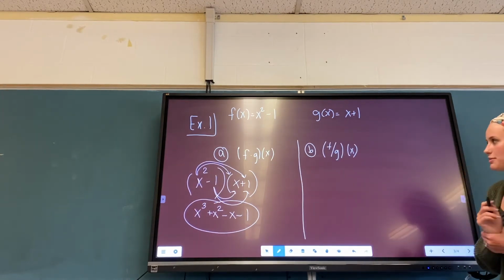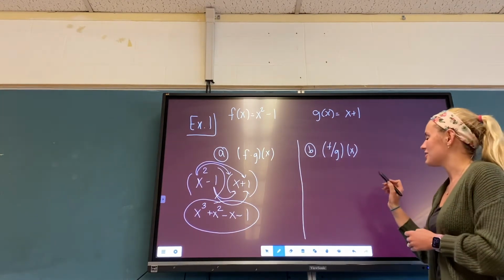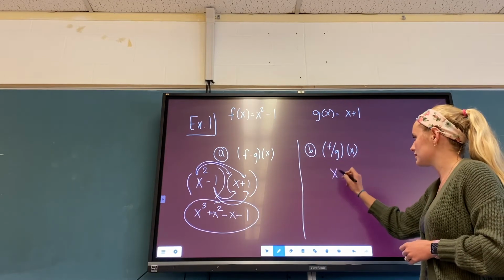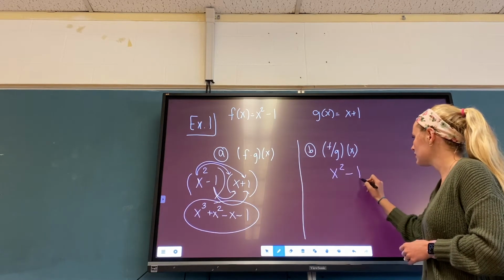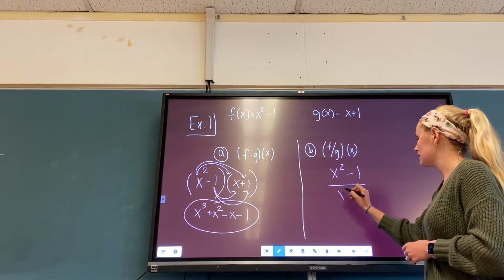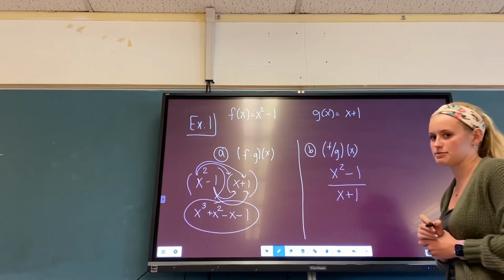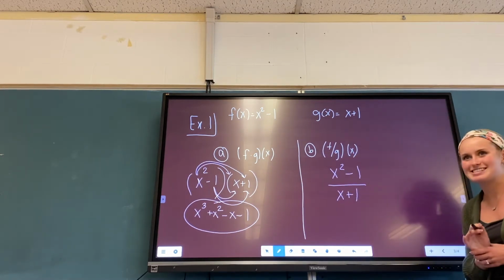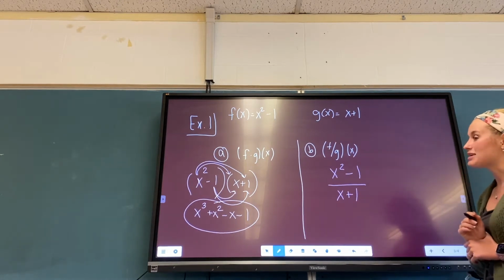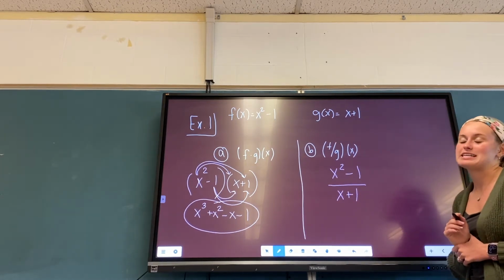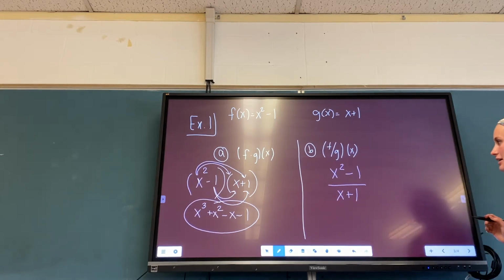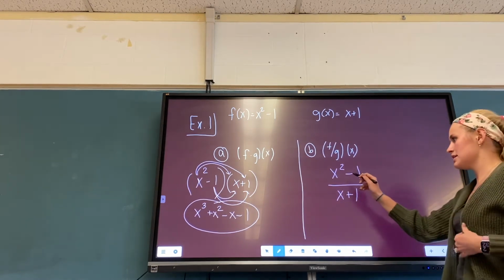This one is a little bit harder, I'm not going to lie to you. So we have f divided by g of x. Again, we are still just copying everything down. We have our f on top, x squared minus 1, and our g on the bottom, x plus 1. Now here is where it gets tricky. You have to factor. I hope you remember how to factor from Algebra 1. If not, you can ask me for some more practice. But this one is an easier one.